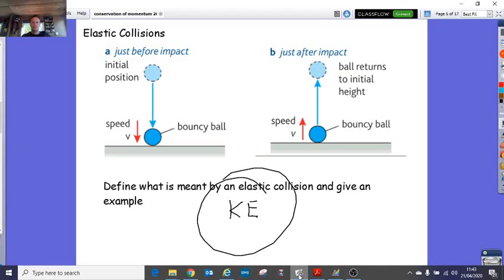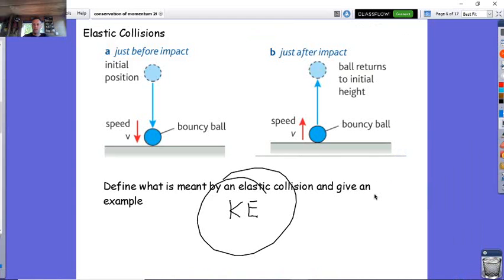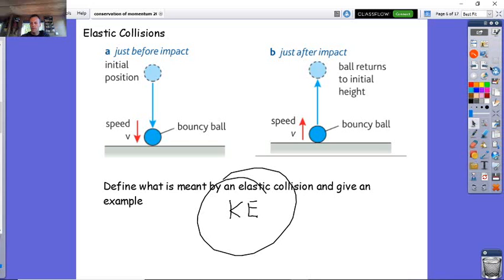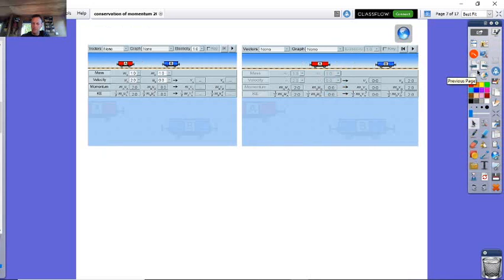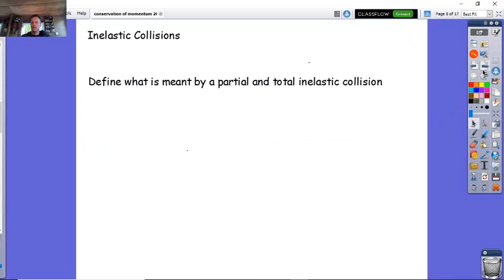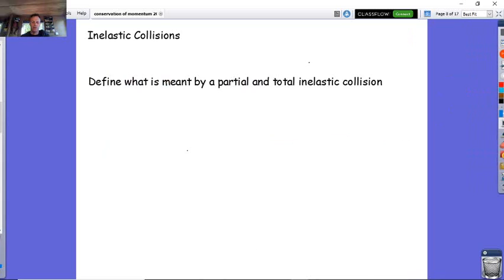Okay, this is the final and third part of the conservation of momentum lessons. The last thing I did was explain what an elastic collision was, and we saw that momentum is conserved, and kinetic energy is also conserved. Now, in that case, what is meant by inelastic, where you can have a total inelastic collision and a partial inelastic collision?